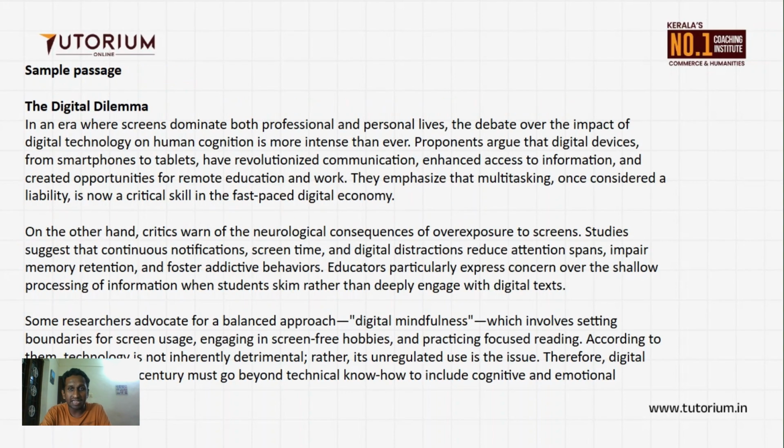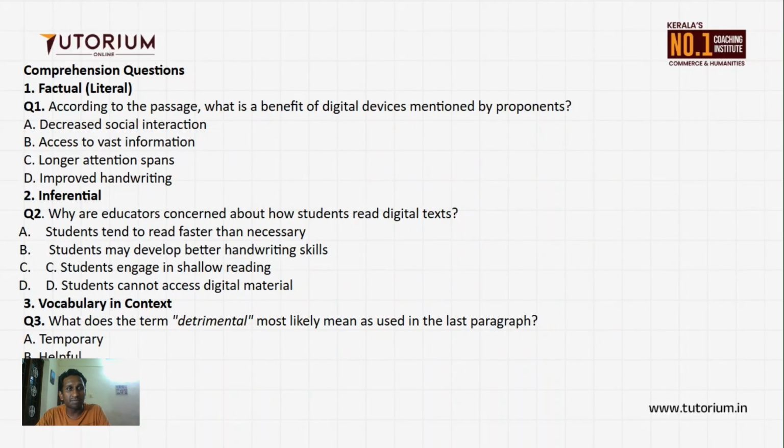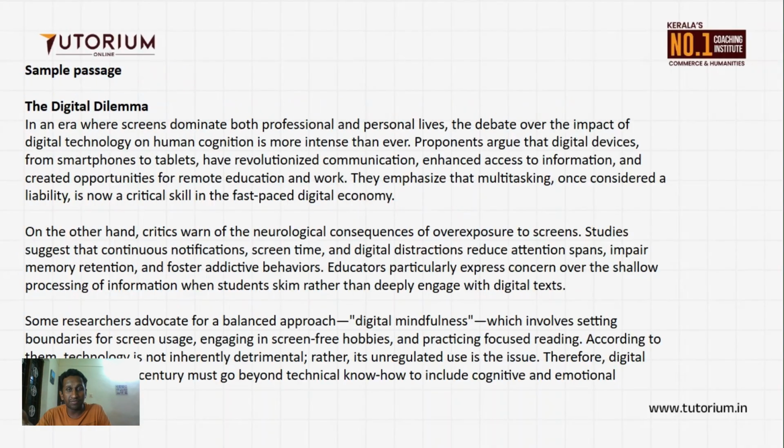You look at that particular sentence, and you get: enhance access to information. So that is an advantage, right? So what is the benefit? All the others are, or you employ the technique of process of elimination. Improved handwriting is irrelevant. Longer attention span is incorrect, because we said it affects our attention span. Decreased social interaction also cannot be an advantage. So access to vast information is the only benefit there. Even if you just go back to passage one, you will get that answer.